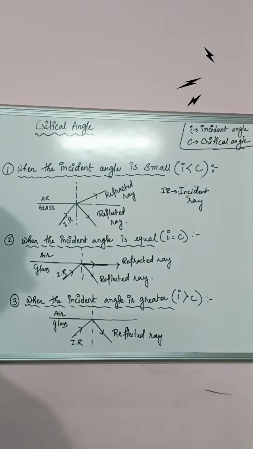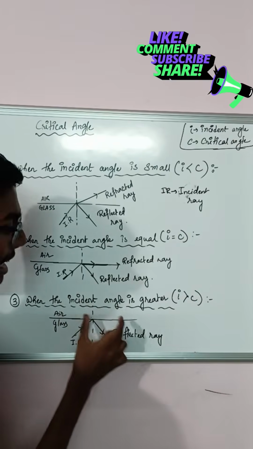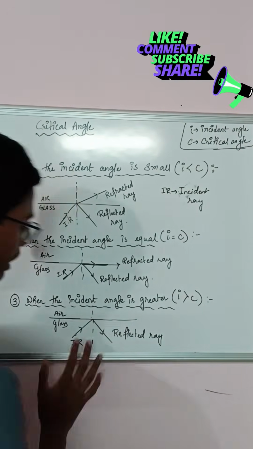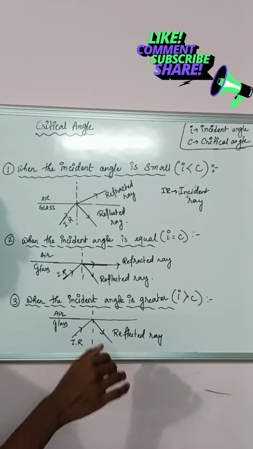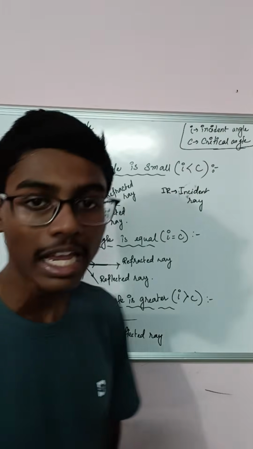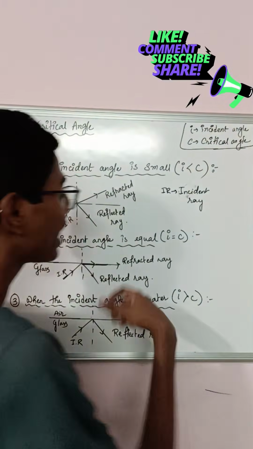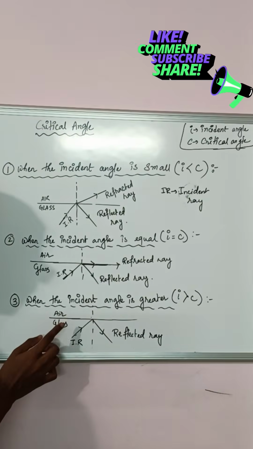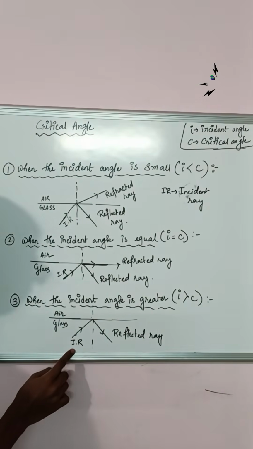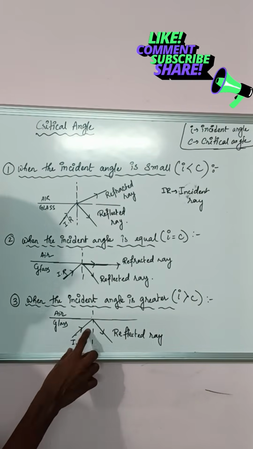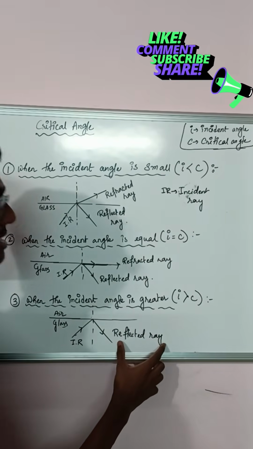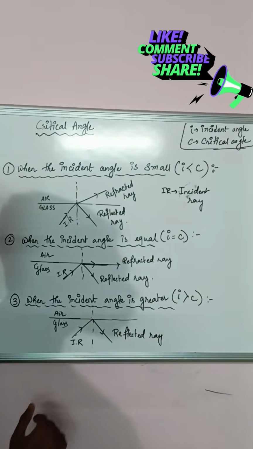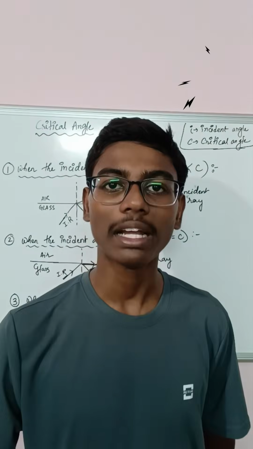And the last but not the least, when the incident angle is greater than the critical angle, here what happens? The full ray is getting reflected into the same medium. There is no story of refracted ray or refraction. Since the incident ray is getting incident on this particular medium, the ray is getting reflected into the same medium. So there is no refraction that is taking place here.